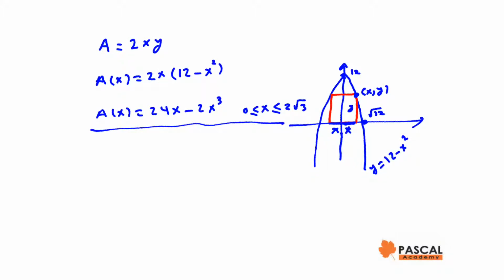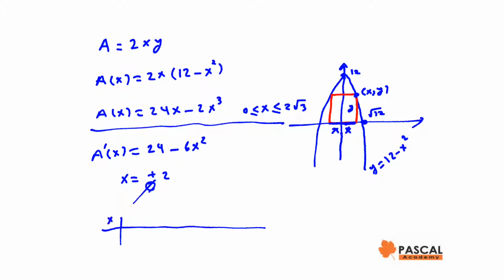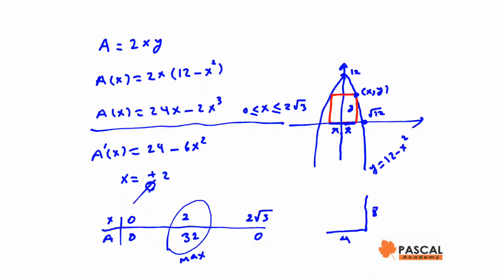Therefore, we are looking for the maximum of A(x) equals 24x minus 2x^3 on a closed interval. The derivative of the function is 24 minus 6x^2. If we set it to 0, 6x^2 is 24, x^2 is 4, x is plus or minus 2. Minus 2 is not acceptable, x is 2. We find the value of area at 0, 2, and square root of 12. At 0 it is 0, at 2 it is 32, at 2 root 3 it is 0. Therefore, the area of the rectangle is maximum when x is 2. That means the dimensions of the rectangle are 4 and 8, and the maximum area is 32.